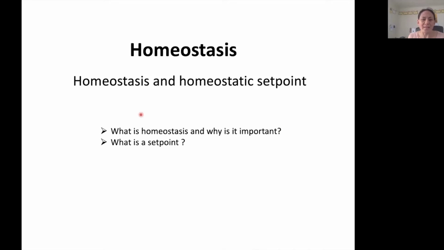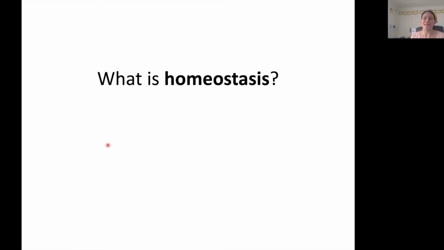Okay, and here are the questions that we are venturing to answer in this part of the lecture. First, what is homeostasis and why is it important? And secondly, what is a set point? So let's get started. The first question that I have for you is, what is homeostasis?